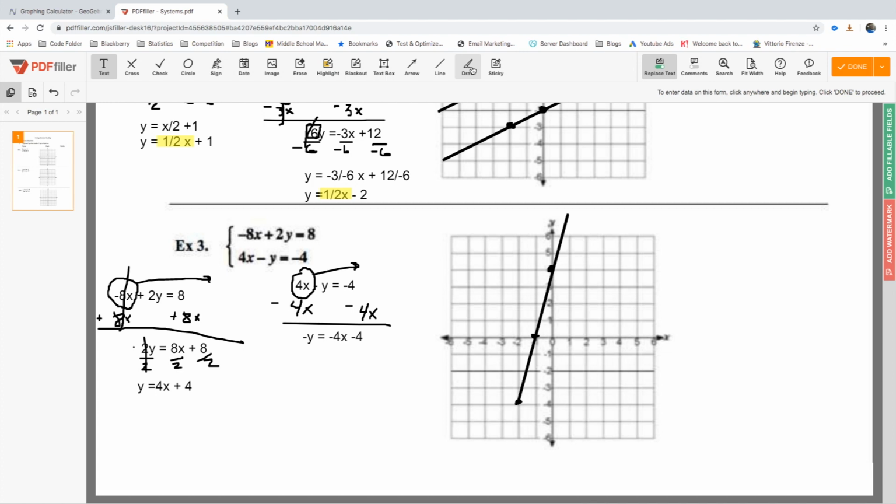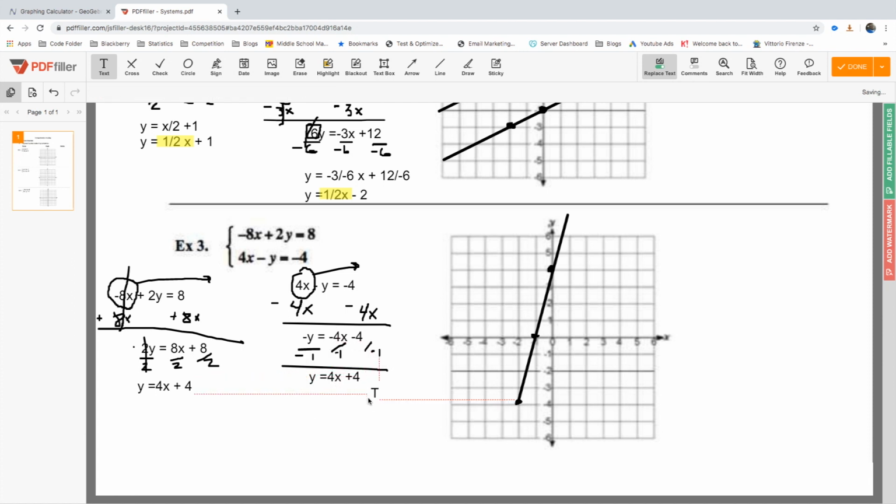So I know I have to get rid of this -1 using division, because that's -1y. So I'm going to divide by -1 on both sides. That's going to recreate the new equation: y equals 4x plus 4.